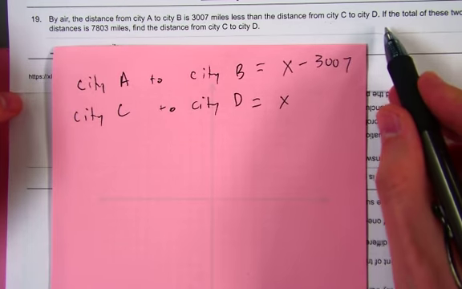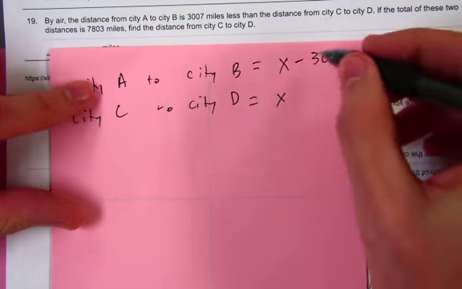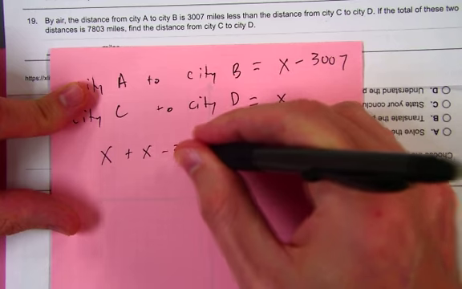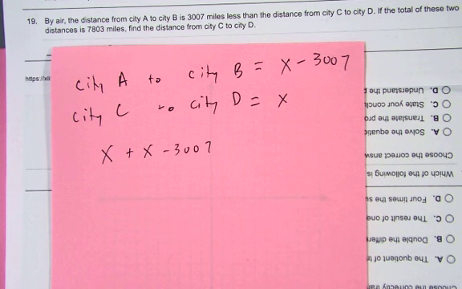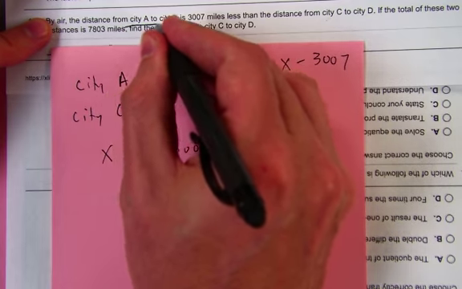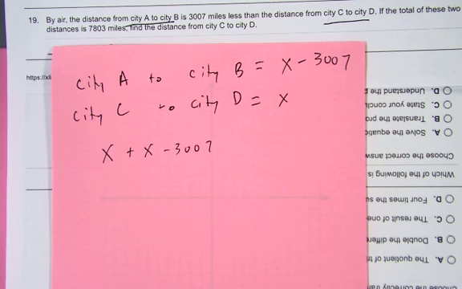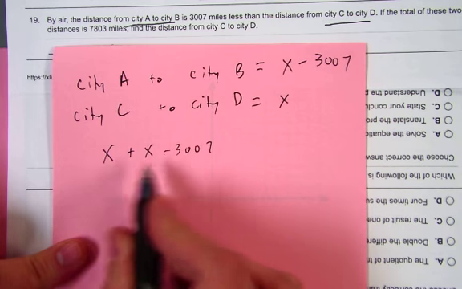Okay, and then the second sentence here tells us that the total of these two distances is 7803. So we take these two expressions and we total them together. Now this is a very important thing to think about. We saw this in the last problem too. I maybe should have highlighted it more there. But we have two things we don't know here. We have the city A to city B distance. We have the city C to city D distance. When we have a situation like this, where we have two unknown values, when I'm putting my equation together, I better have two x's in my setup.